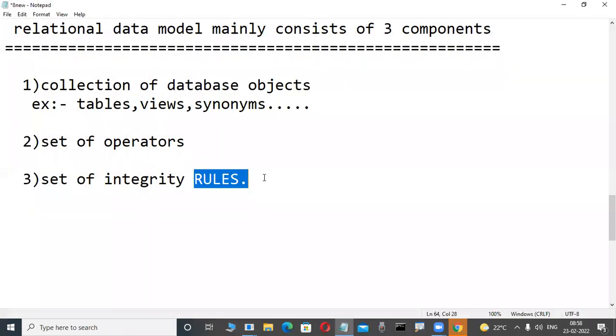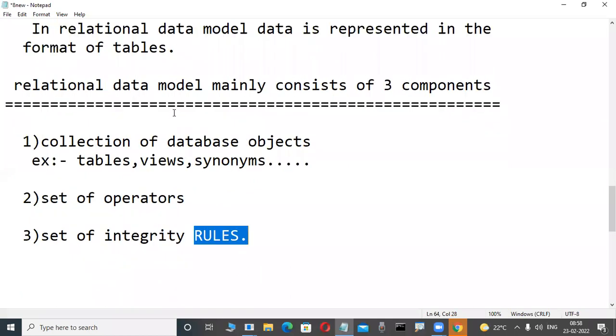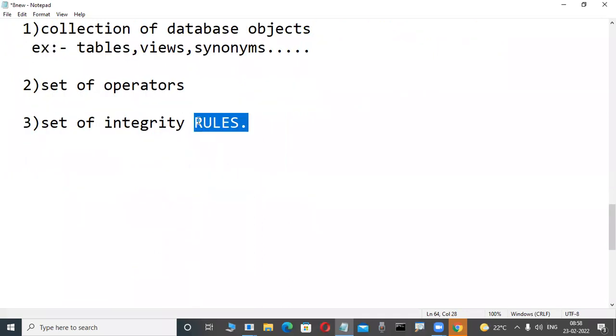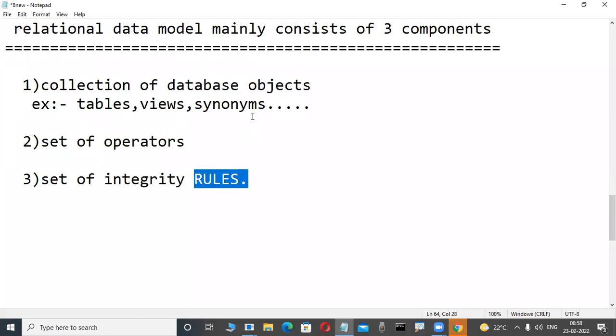That's why relational data model products are very easy. There are three components, and of these three components only one is very important. What is that one? Relational data model products work based on a set of rules. Those rules we are learning practically one by one whenever we start our course. This small demo class is enough. Maybe I will take one more demo, then we start the actual subject.